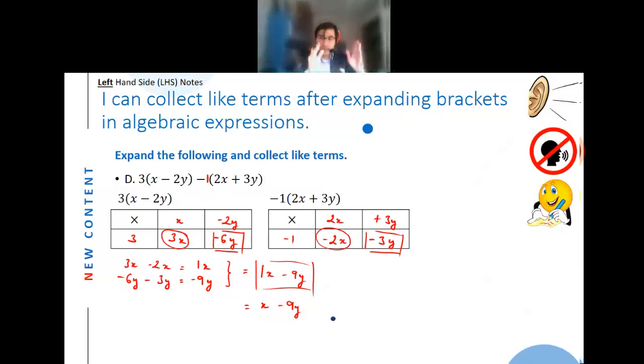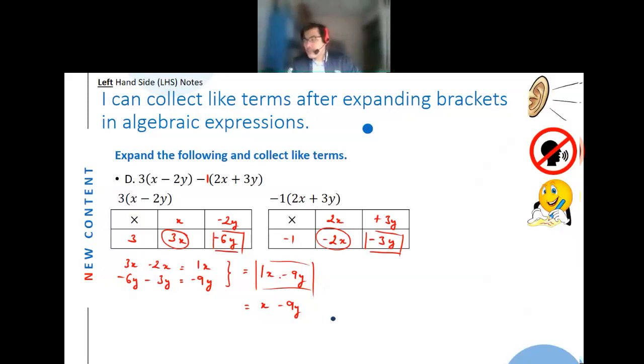Just deal with them one at a time. Expand them separately. Once you've expanded them, then you have a look at, is there any like terms? Are there any like terms? And then you combine the like terms together. Once you have combined the like terms together, then you can go and combine everything together.